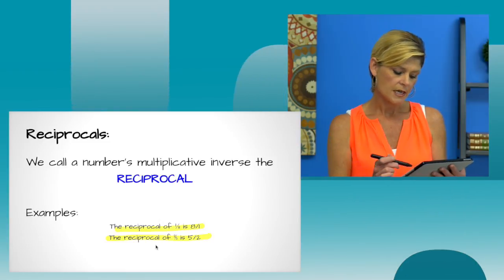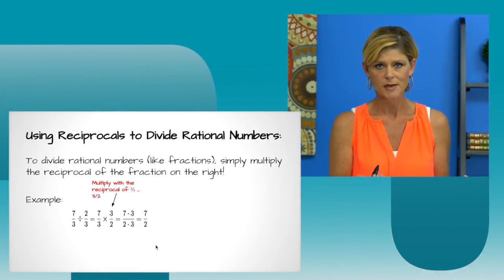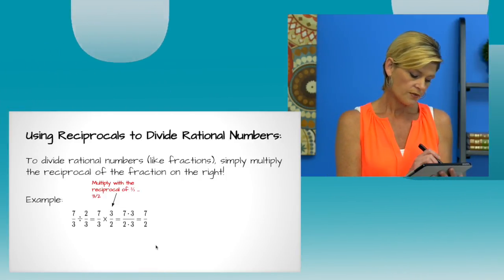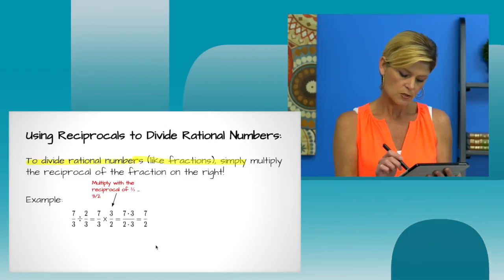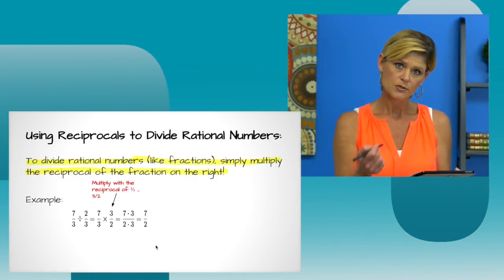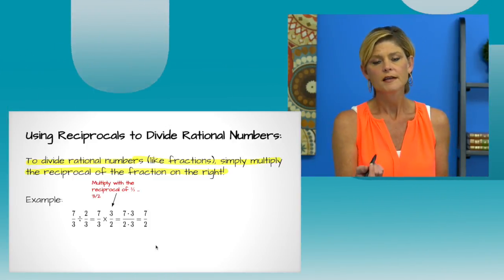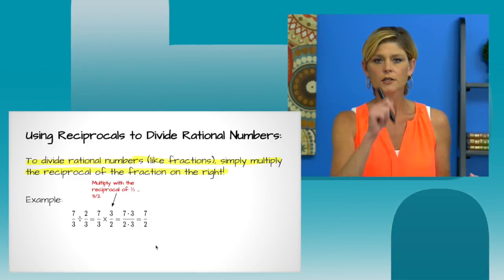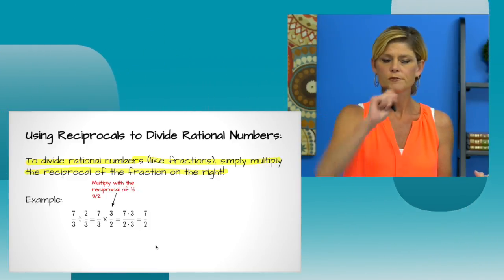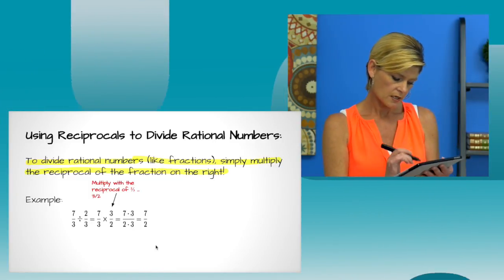Now, understanding a number's reciprocal is going to be really essential when we're dividing rational numbers. And let's take a look at why. To divide rational numbers like fractions, you simply multiply by the reciprocal of the fraction to the right. So if you know how to multiply fractions, you know how to divide fractions. You just have to remember to switch that second fraction, flip it over, and multiply by its reciprocal. Let's take a look at some examples.